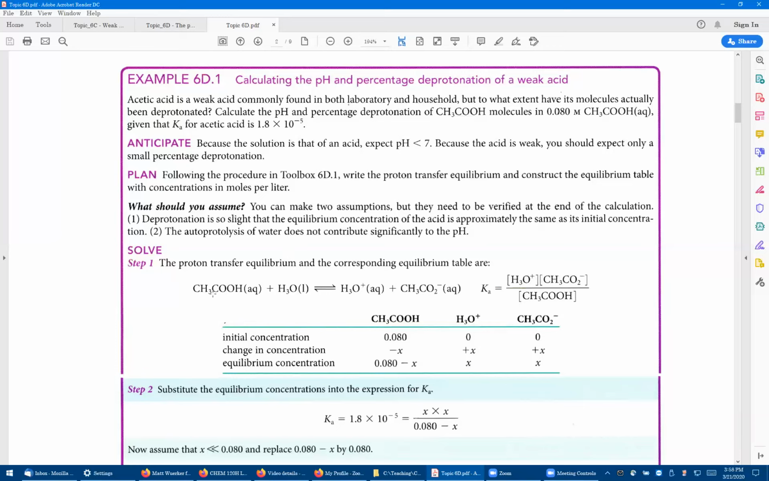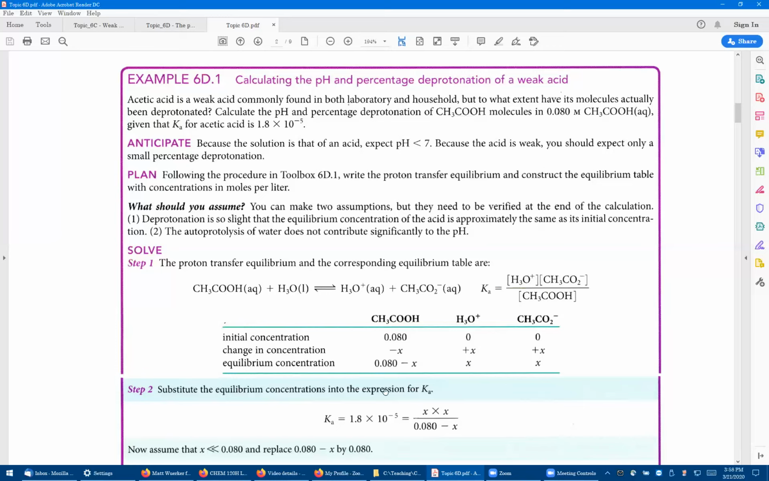So here is the reaction of interest: acetic acid plus water. They have a typo here. This should be H2O, not H3O, going to hydronium ions plus acetate ions. And the Ka for acetic acid, which can be looked up in a table, is the product of these two concentrations, hydronium ion and acetate, divided by the concentration of acetic acid at equilibrium, not the initial concentration.